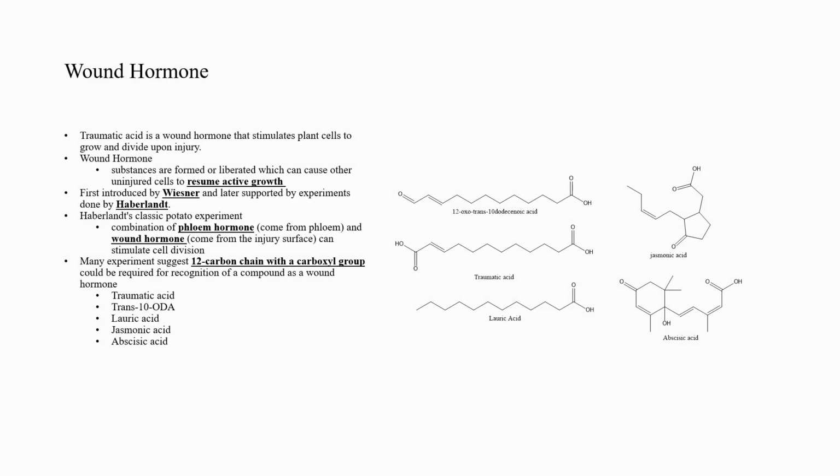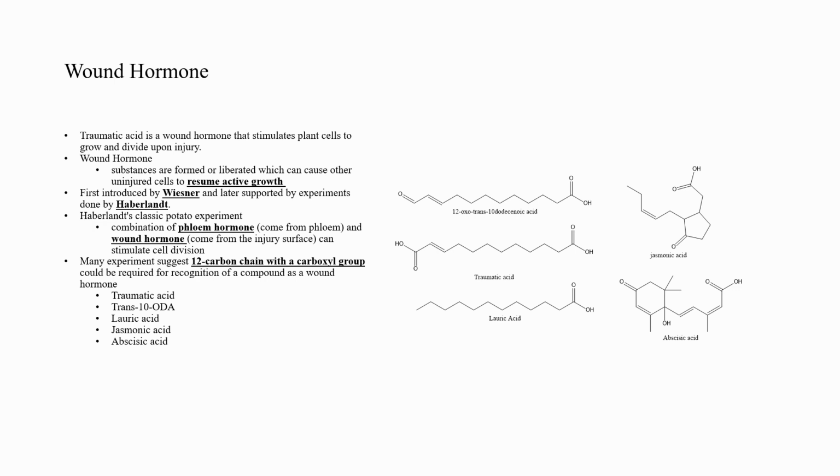Hello, my name is Shihhong and I will present the history of traumatic acid. Traumatic acid is a wound hormone that can provoke plant cells to grow and divide upon injury. The concept of a wound hormone was first introduced by Wisner and later on supported by experiments done by Haberland.